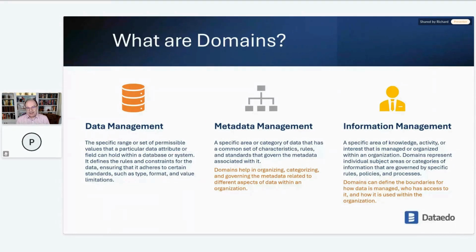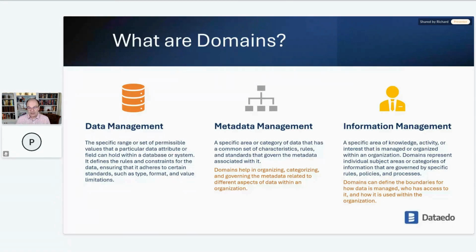If you talk to metadata management people, they are going to be very similar to the data management people, but instead of focusing on the data, they're focused on the metadata, talking about rules, characteristics, standards, organization, all of that stuff with the metadata itself. So we're getting closer to our definition.